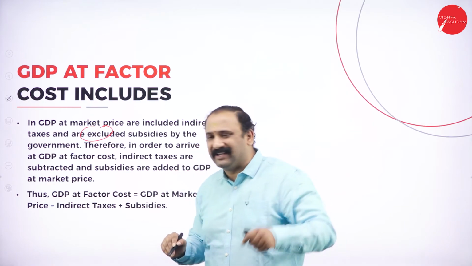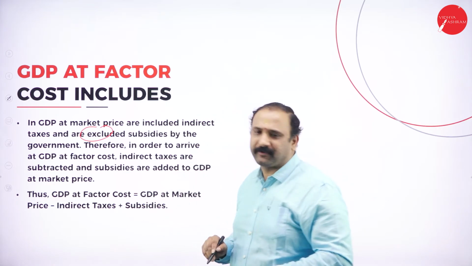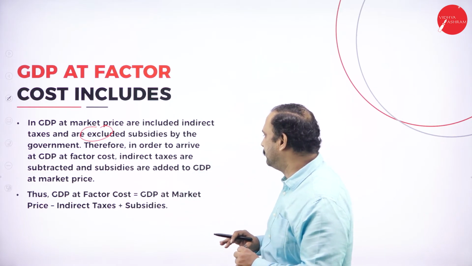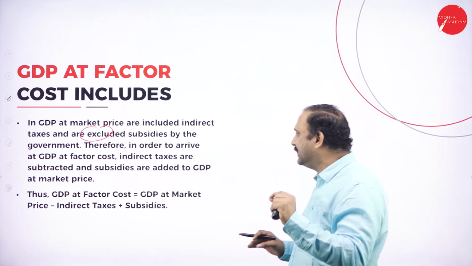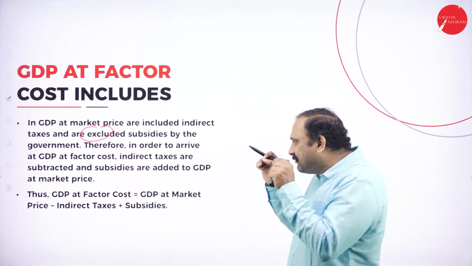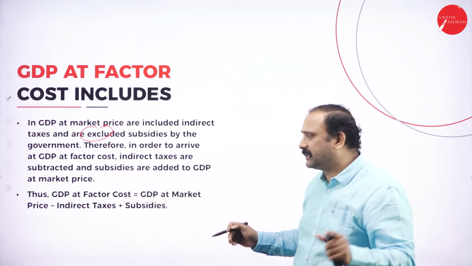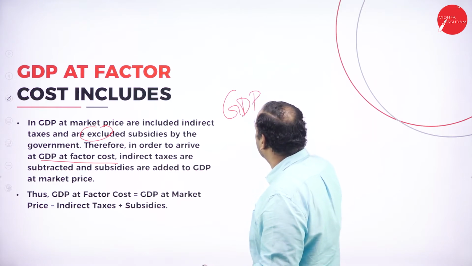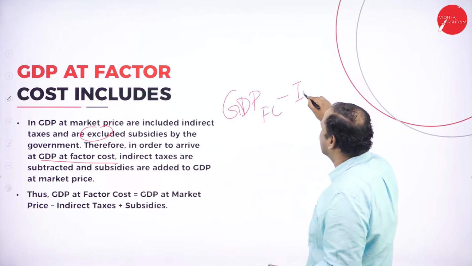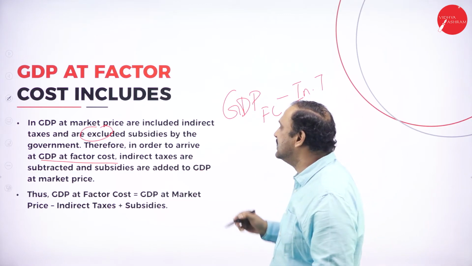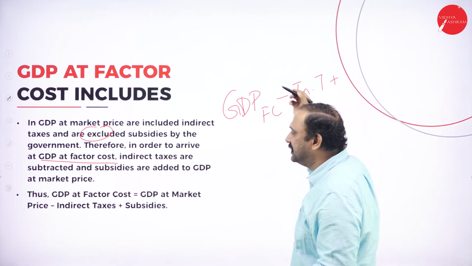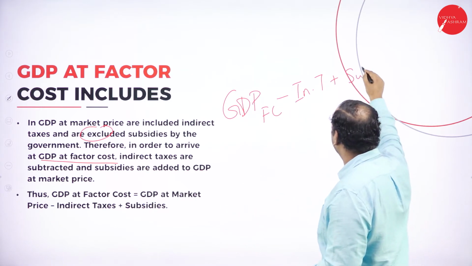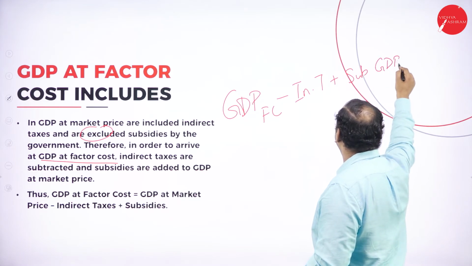Therefore, in order to arrive at GDP at factor cost, we try to do a very, very simple exercise. Let us try to understand that simple exercise here. What we typically do is take the GDP at market price, indirect taxes are subtracted, and subsidies are added back. So now the subsidies will be added to GDP at the market price altogether.